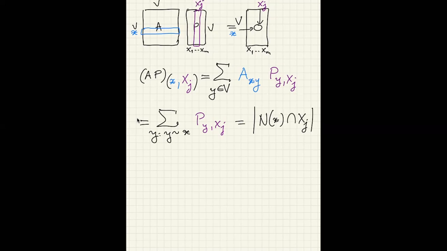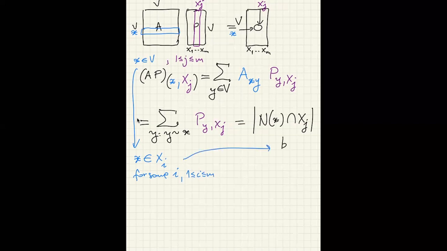Okay, so what is this value? Well, this X came from the vertex set. We picked an X in V, and we picked a J between 1 and M. But because X is in V and we have a partition, X must be in exactly one of the sets X1, X2, ..., Xm. So let's just say X belongs to some Xi for some I between 1 and M. So what we get here is going to be Bij, because this is an equitable partition.